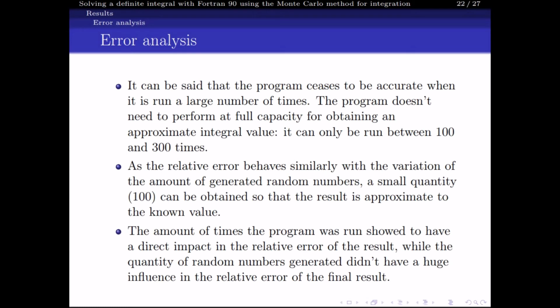So we can say that the program doesn't need to perform at full capacity to obtain an approximate integral value. We can also say that the amount of times the program was run showed a direct impact on the relative error of the result, while the quantity of random numbers generated didn't have a huge influence on the relative error of the final result.